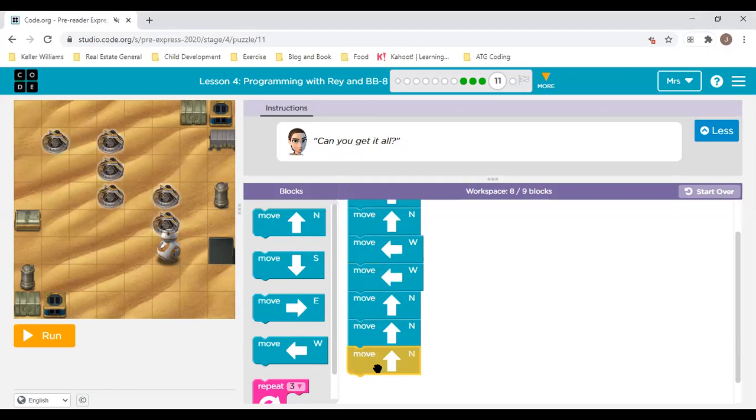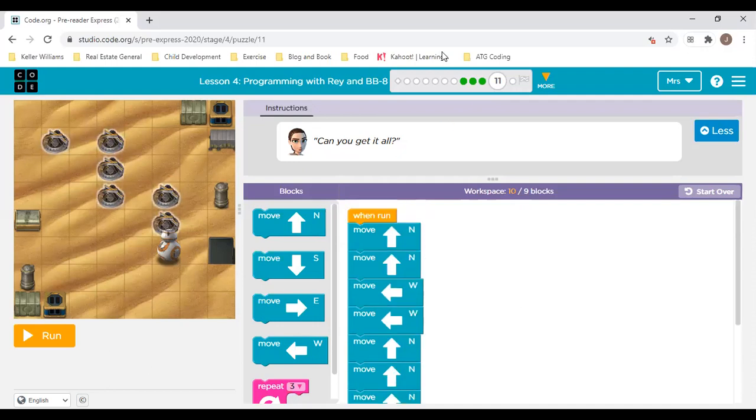Okay. And from there? And west 2 times. Okay. Now, do you guys see again here, we use 10 blocks out of 9, so we have 1 block too many. But let's quickly see how this code is going to run.